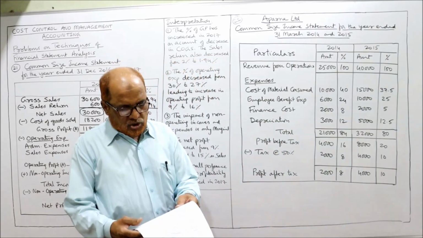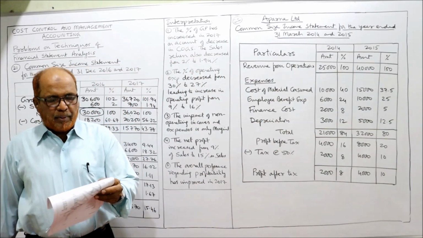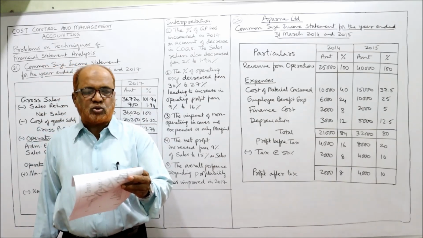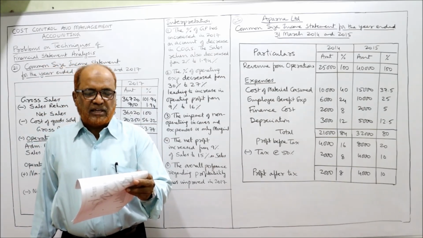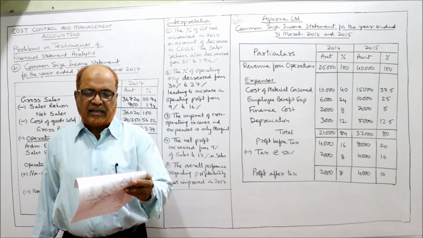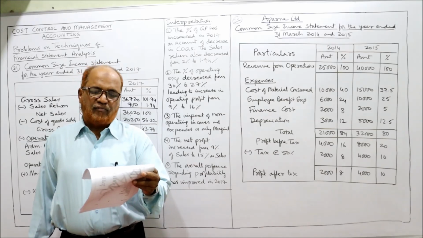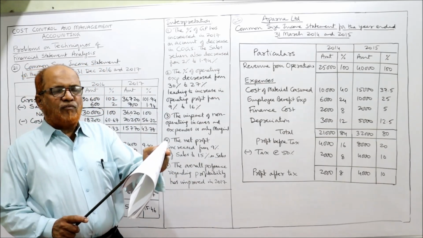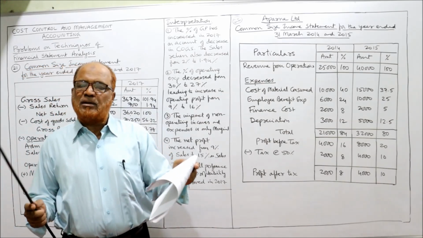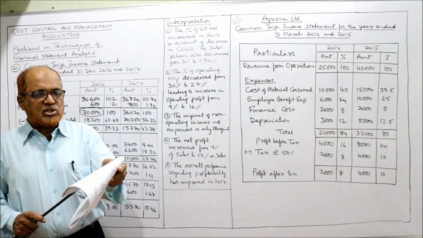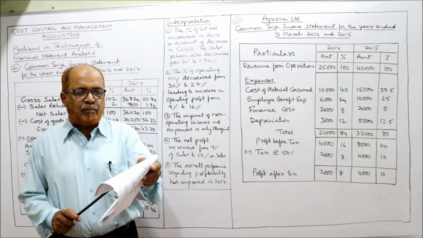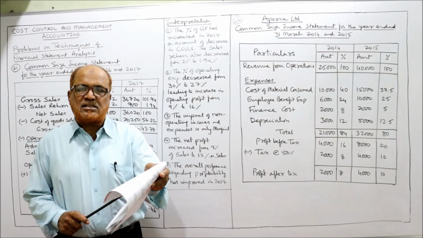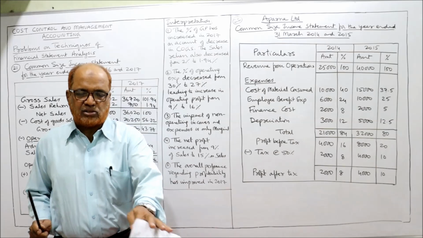Now I am coming to the next problem 22. Prepare a common size income statement from the following information pertaining to Aparna Limited for the year ended 31st March 2015. So again we are given the data for 2014, 2015. Exactly the same way. Revenue from operations, this is nothing but sales, and cost of material consumed, employee benefit expense, finance cost, depreciation. Then tax is 50%. That's all.